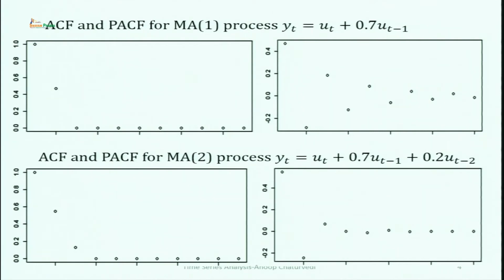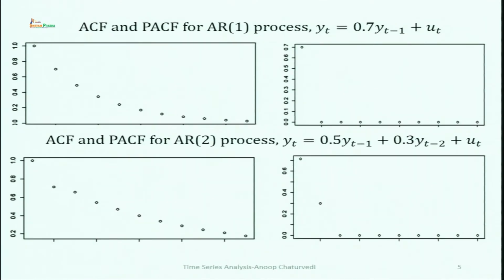Whereas the partial autocorrelation function is positive here, then becomes negative, remains negative, then it rotates between positive and negative values, but it never vanishes. Now, this is a special characteristic of the ACF and PACF of moving average and autoregressive processes.